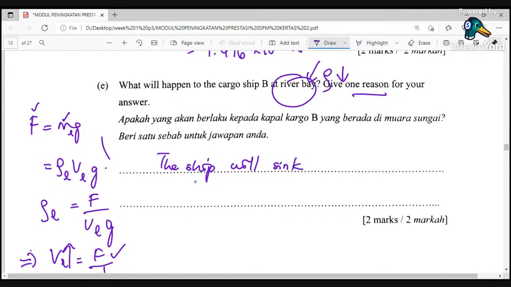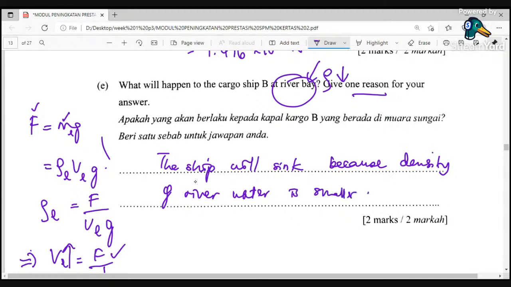Okay, ship will sink because density of river water is smaller. Okay, density of river water is smaller, so it will displace large amount of water.